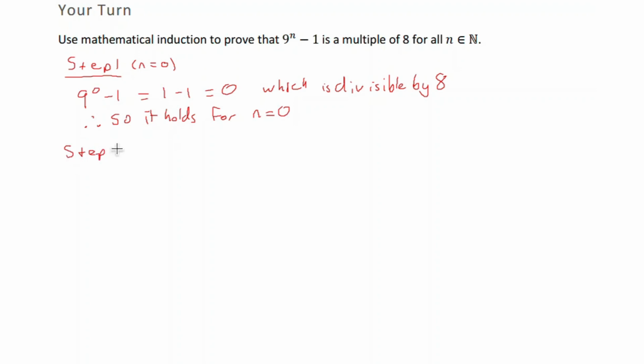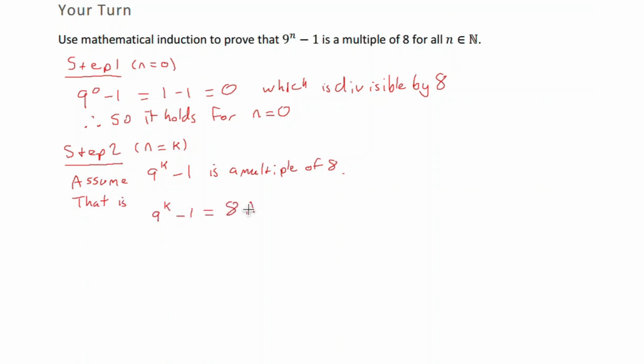Now we move on to step 2. Step 2 is when n is equal to k and we make our assumption. We're going to assume that 9 to the power of k minus 1 is a multiple of 8. But it is more useful to write that as 9 to the power of k minus 1 is equal to 8a for some value a in the natural numbers.